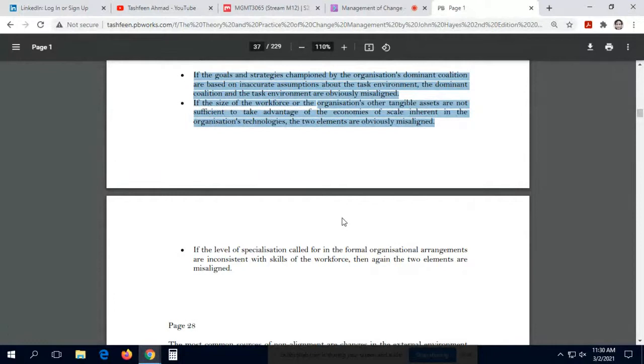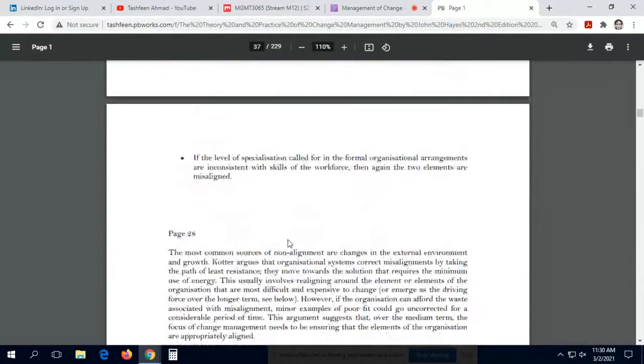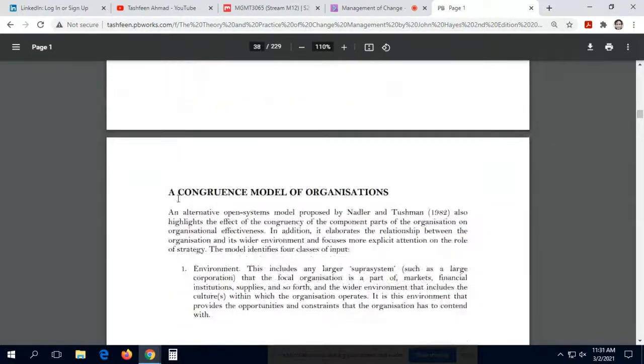And then there is the congruence model, an alternative to the open system. So let's look at that also briefly. So the congruence model of organization, an alternative open system model. So this is also a very interesting model, proposed by Nadler and Tushman.